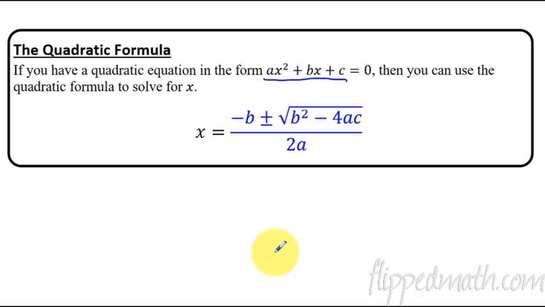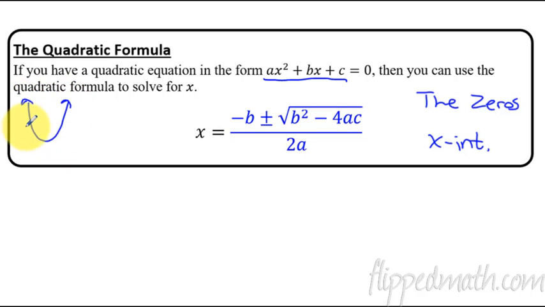So what do these answers give you? These give you the zeros of the parabola, or in other words, the x-intercepts. If you're thinking about the graph, if I have some type of parabola that's opening up, and then I have the x-axis, what this formula gives you is the x values of these intercepts. That is what the quadratic formula does.